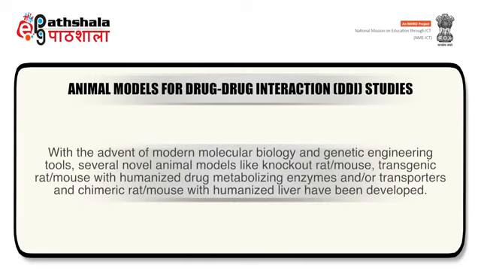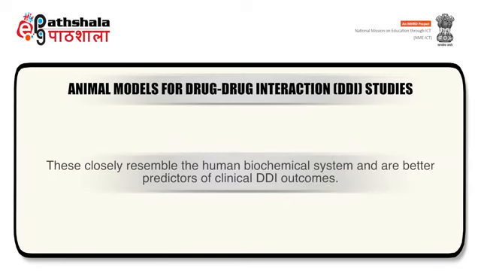With the advent of modern molecular biology and genetic engineering tools, several novel animal models like knockout rat or mouse, transgenic rat or mouse with humanized drug metabolizing enzymes and/or transporters, and chimeric rat or mouse with humanized liver have been developed. These closely resemble the human biochemical system and are better predictors of clinical drug-drug interaction outcomes.